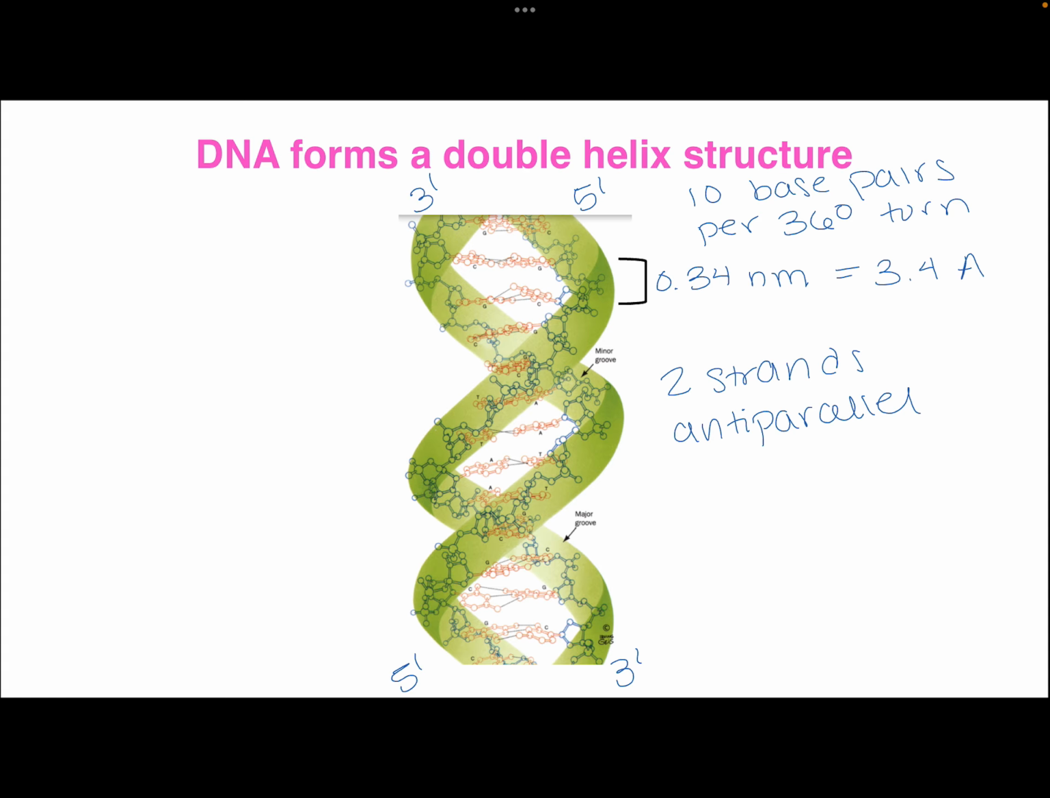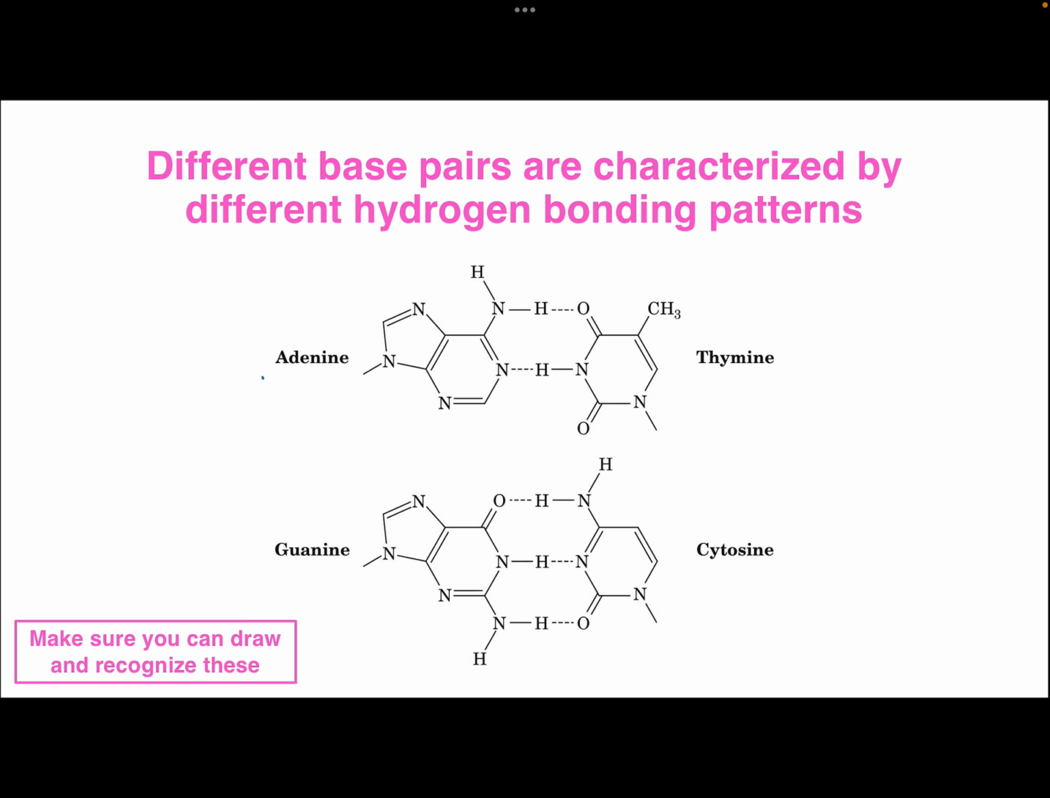And within the helix, one of the things that's contributing to holding the strands together is that these bases are forming base pairing interactions with each other. So adenine base pairs with thymine, guanine base pairs with cytosine. And you're going to want to make sure that you can recognize these. So know that this top base pair is an adenine-thymine base pair, and the bottom one is a guanine-cytosine base pair by sight. And you'll also want to be able to draw these.